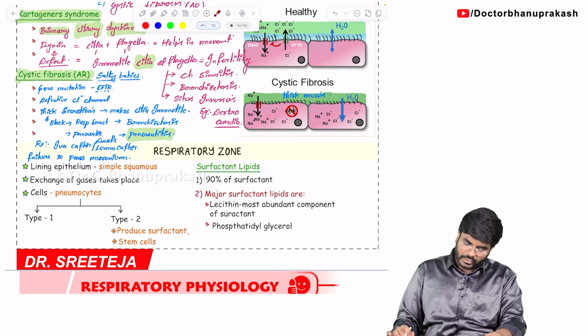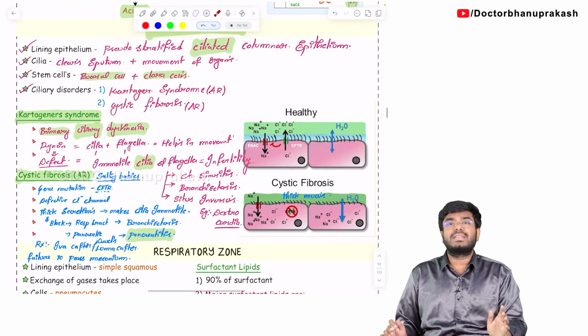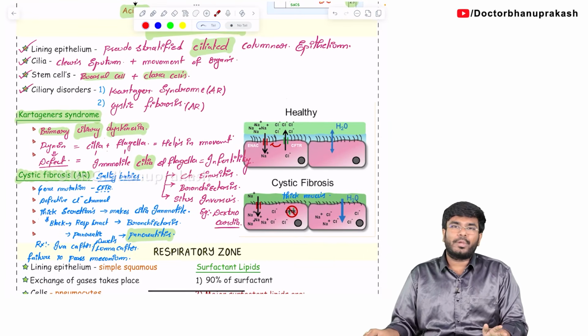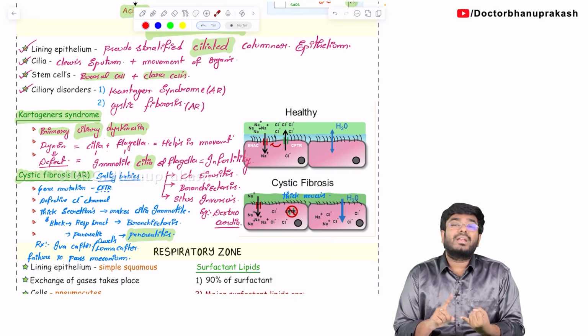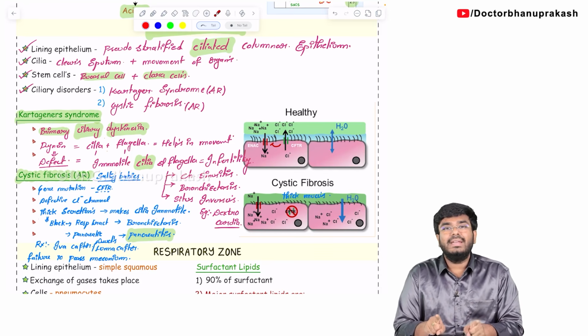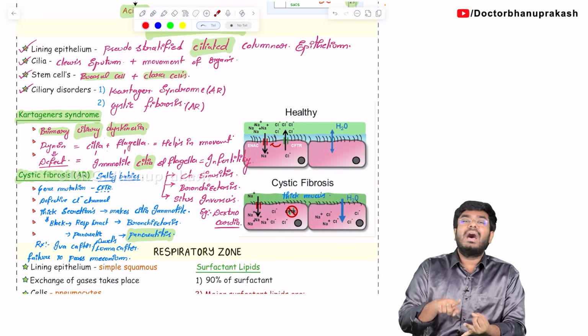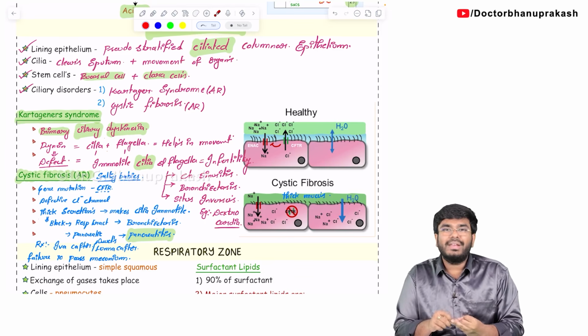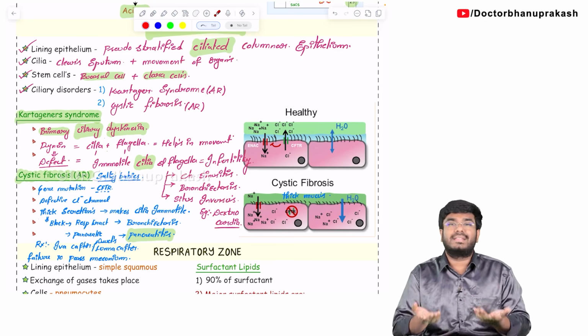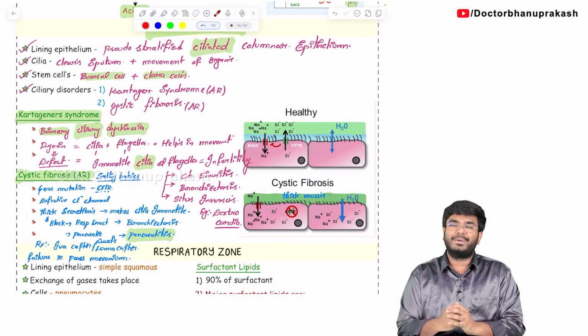So with this, we have successfully completed Weibel's airway generations. We have also completed the topic of the conducting zone, the normal conducting zone, and what happens if the cilia are not beating, the two ciliary disorders. One is a primary ciliary problem, that is Kartagener syndrome. The other is a secondary ciliary problem, where the problem is not with the cilia but outside the cilia, that is thick mucus.